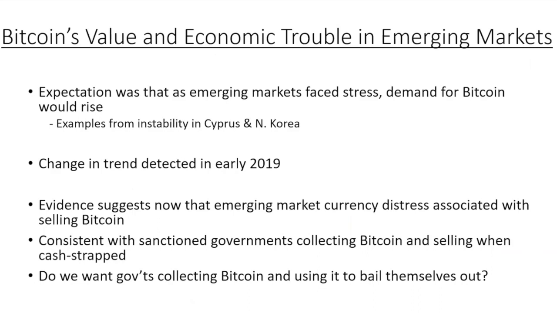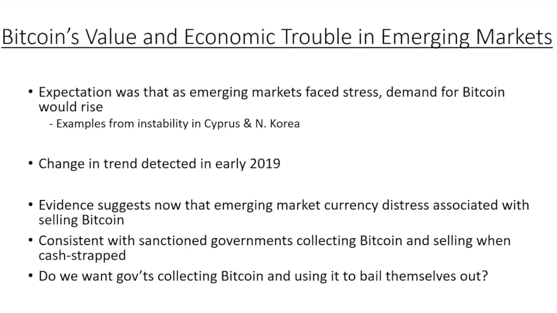But here's the thing we're starting to see, which is a little bit worrying, right? The expectation has always been that as emerging markets faced distress, you'd see heightened demand for Bitcoin because people in those markets would move their assets into Bitcoin for reasons of safety, right? And so you would see prices of Bitcoin go up as economic problems in key developing countries emerged as well. And we saw that early on. But about 3 years ago, we started to see this change in trends, where you're starting to see a different dynamic.